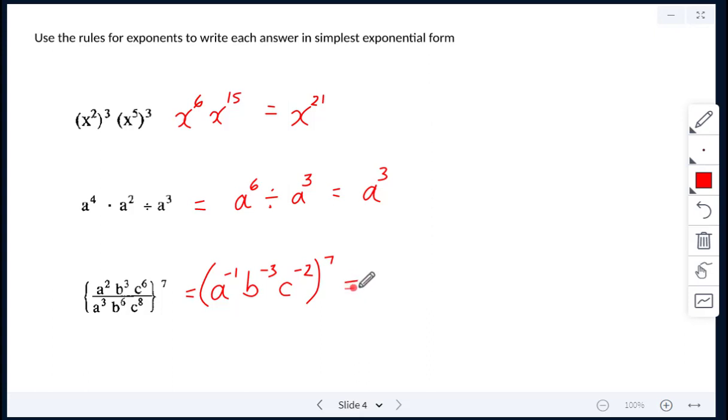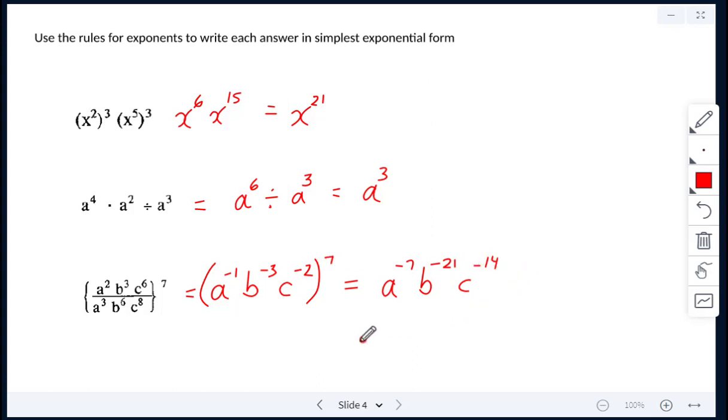All right, so now we can apply this 7. We can use our power of a power law. So that would give me a to the power of negative 7. Negative 1 times 7 gives me negative 7. And then b, negative 3 times 7, which will be negative 21. And then c, negative 2 times 7, which would be negative 14.